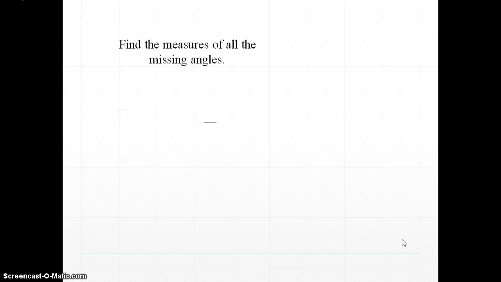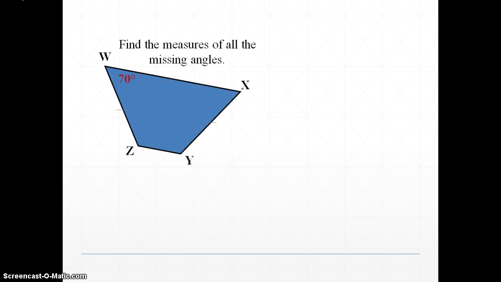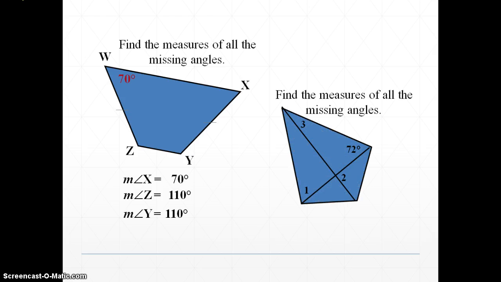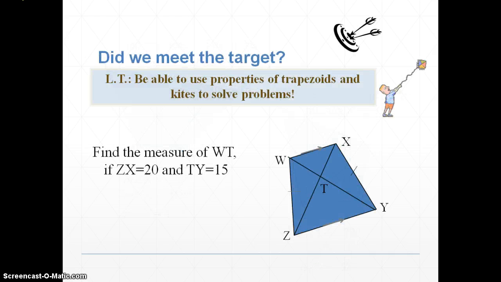Find the measures of all the missing angles. I want you to try this one on your own. The answers are that X is 70, Z is 110, and Y is 110. Find the measures of all the missing angles. I want you to try this one on your own. You're going to get that angle 1 is 72, angle 2 is 90, and angle 3 is 18.